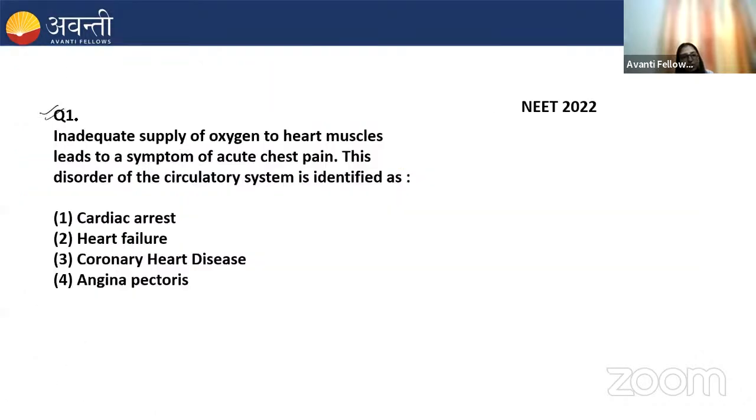Moving next is the question. Question number 1 says: inadequate supply of oxygen to heart muscles leads to symptoms of acute chest pain. This I already just now told you. This disorder of the circulatory system is identified as cardiac arrest, heart failure, coronary heart disease, or angina pectoris. What do you think? What will be the correct option for this question? Quickly, everybody. It's already 12:50. Remember, acute chest pain.